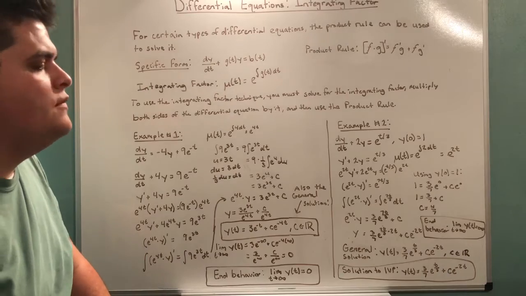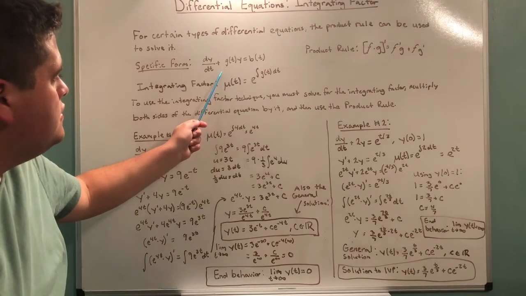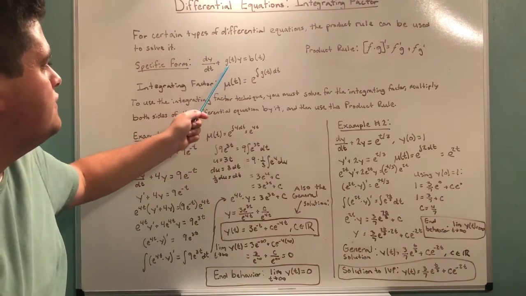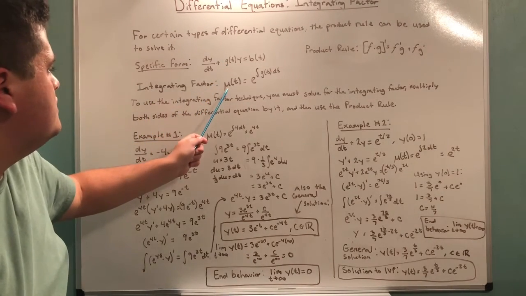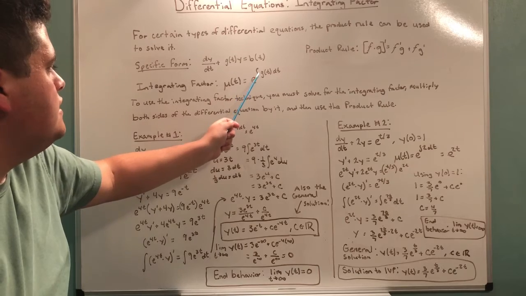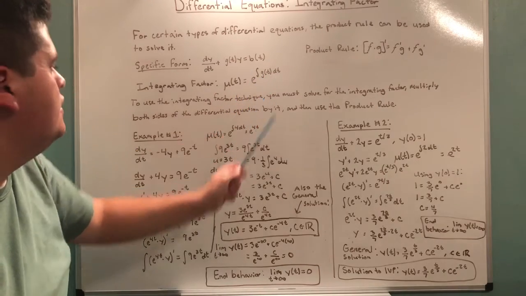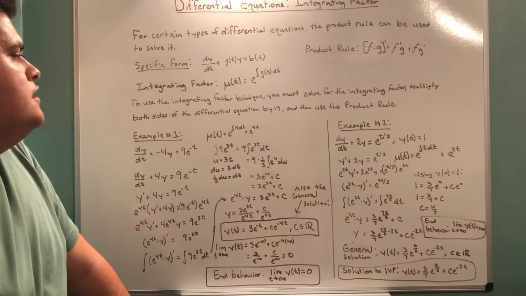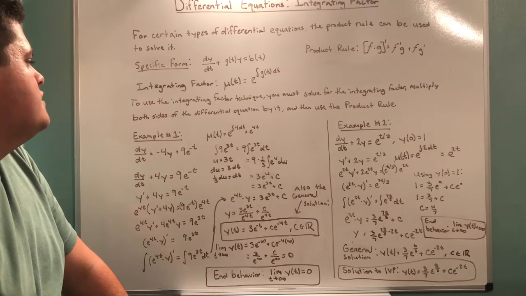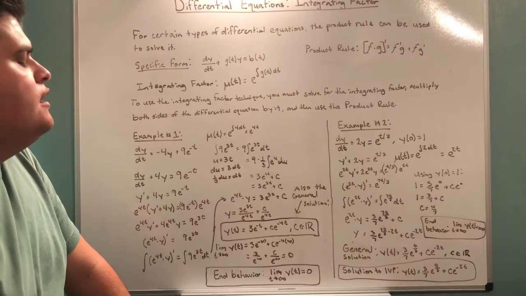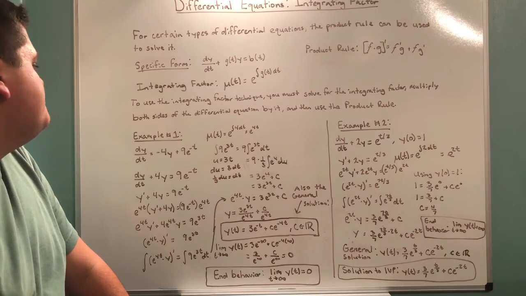The specific form that the integrating factor technique can be used for is this. This is also a first order differential equation. So our integrating factor is mu of t is equal to e to the integral of g of t dt. To use the integrating factor technique, you must solve for the integrating factor, multiply both sides of the differential equation by it, and then use the product rule.